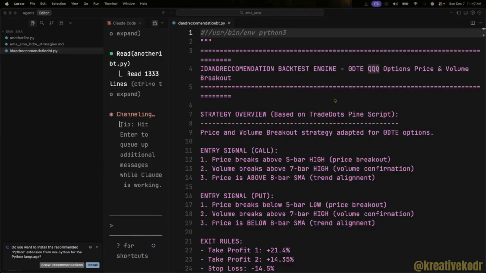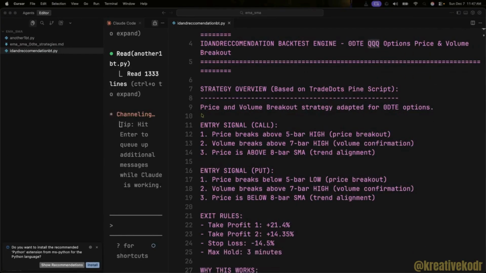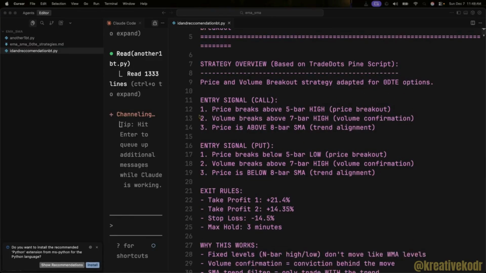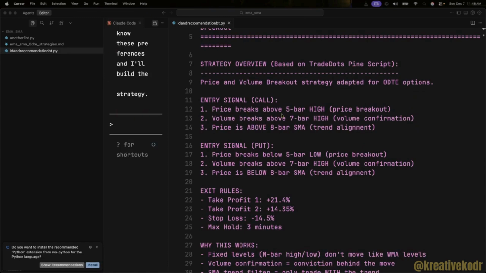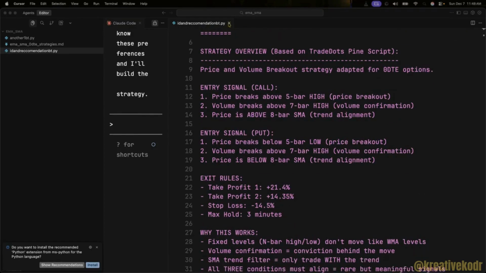All right. This is a 0 DTE QQQ option price and volume breakout strategy. The price breaks out and the strategy adapts to 0 DTE. So how we enter is the price breaks above the 5-minute bar. We have a price breakout, and then the volume confirms it at the 7 bar. The volume confirmation, and then the price breaks above another SMA strategy. That's what's up.